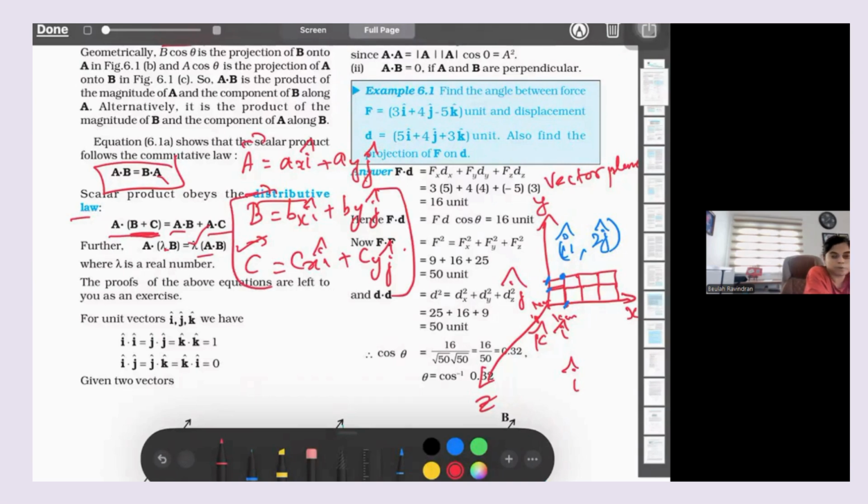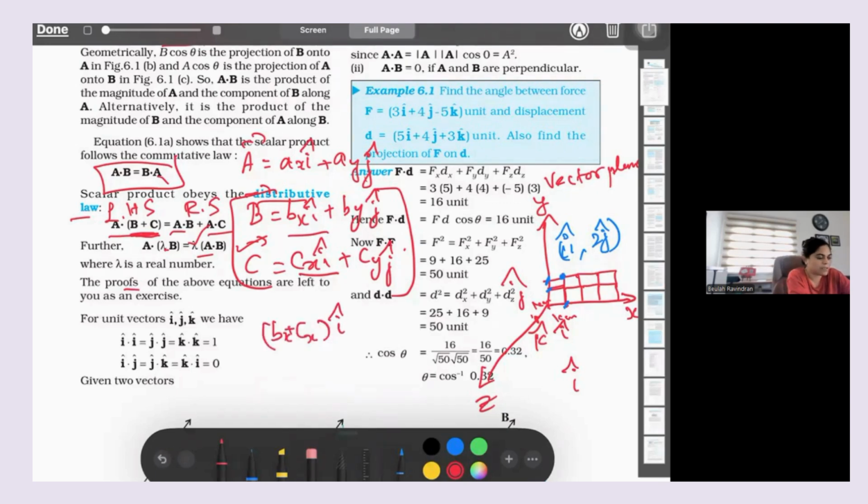You are now going to prove left hand side is equal to right hand side, because the proofs are left to you as an exercise. So what is the left hand side? First you can add b plus c. B plus c means you can add only i with i and j with j. So bx plus cx of i cap plus by plus cy of j cap. So this is b vector plus c vector. Get my point? Then what is a dot b vector plus c vector?